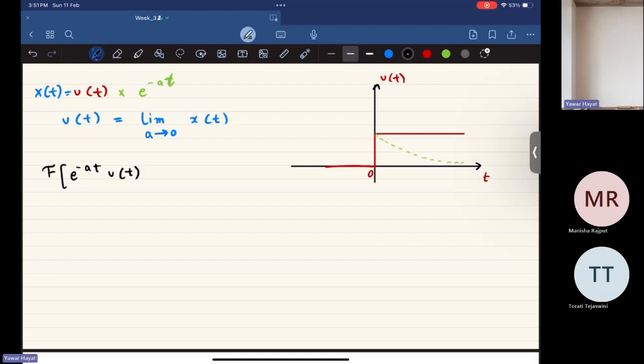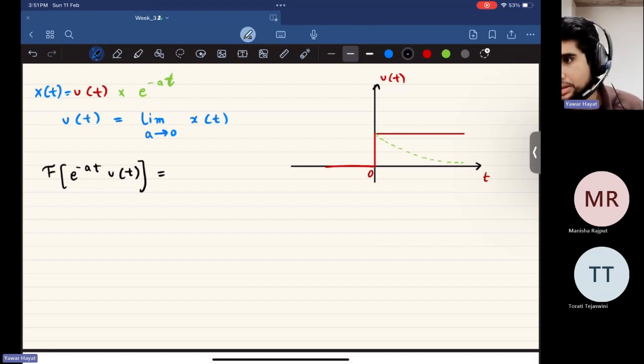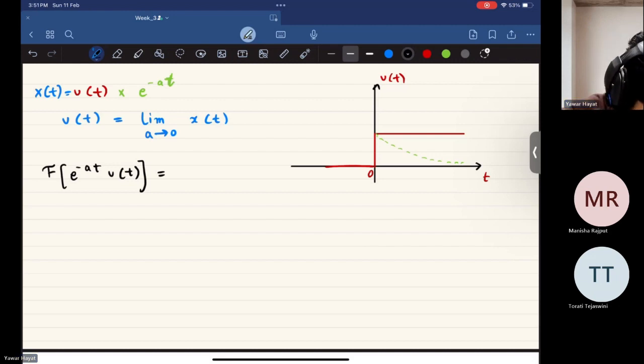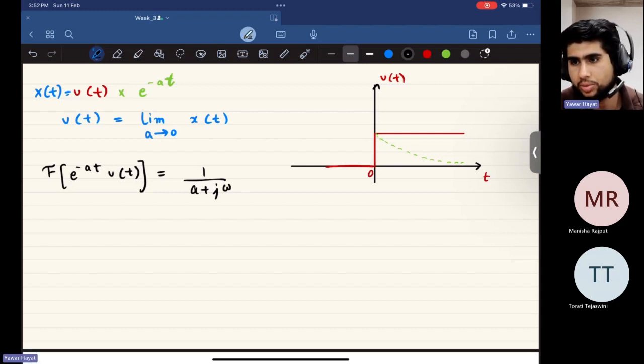You guys should remember this result, right? It is one of the basic results. What is the Fourier transform of e to the power minus at u of t? What is that? Should I show how it comes? I'm sure you would have done this in the week lectures, right? Have you guys seen this?